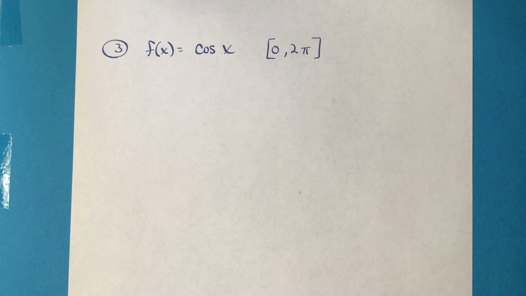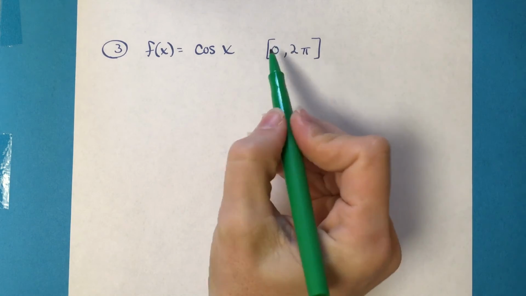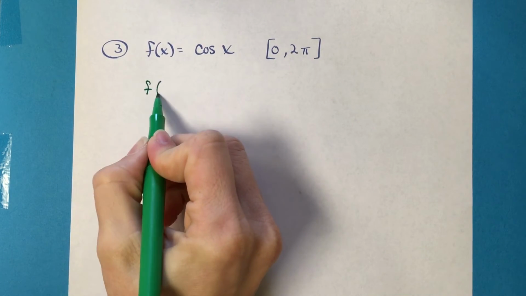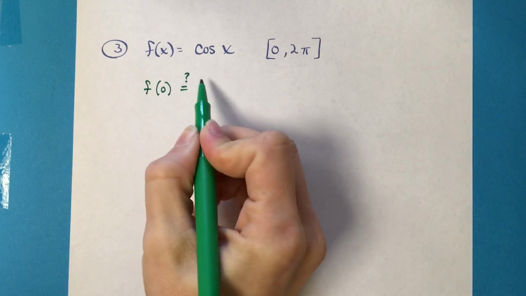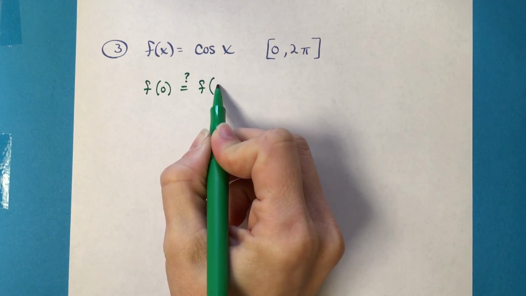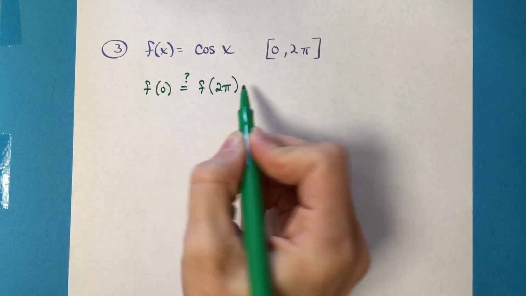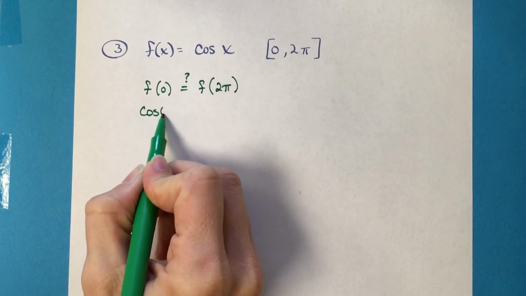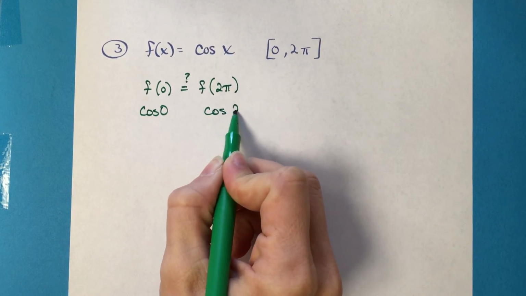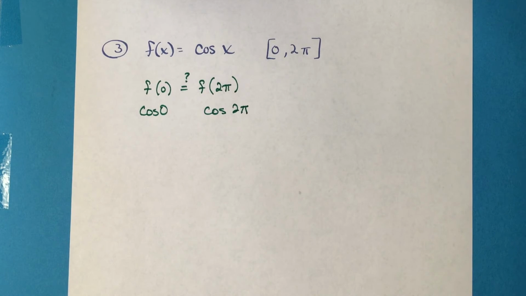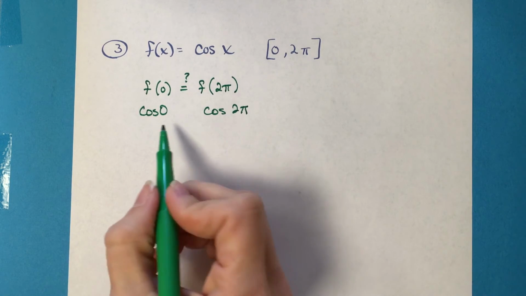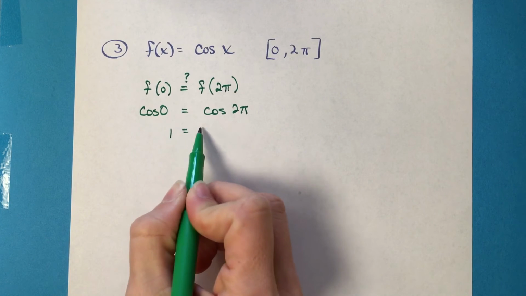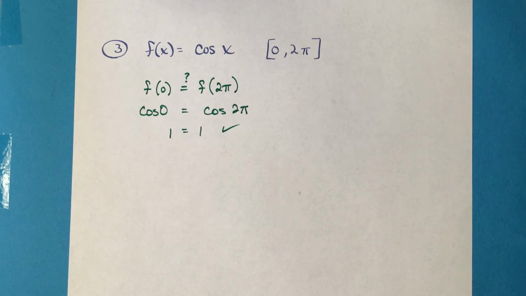Okay, so first of all, remember, go check f of a equal to f of b. Again, this is a, this is b. So f of 0, is that equal to f of 2 pi? Okay, so that means I'm going to have cosine of 0, and I'm going to have cosine at 2 pi. Now, you can either think about what your graph looks like, use your table, whatever you're going to use there to help you out, but these are going to be equal to each other because it's going to end up being 1 equals 1.